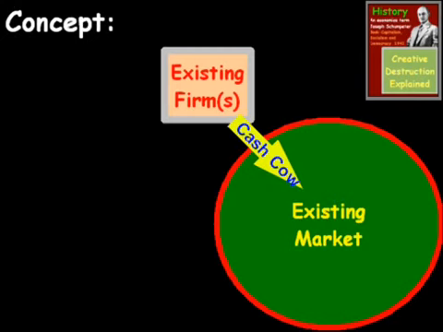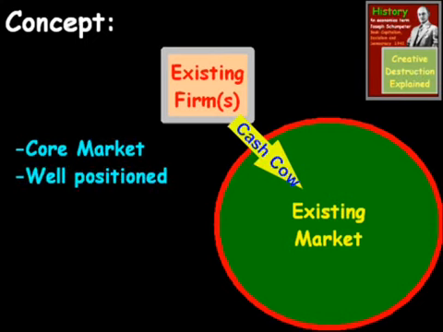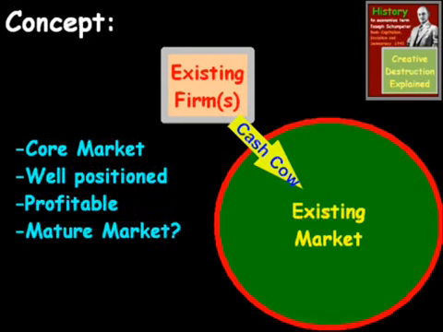What you have is an existing firm or existing firms, and then you have an existing market. Typically that market is their core market. They are well positioned in the market. They've worked hard to get into that position. I don't want to say monopoly, but sometimes it can be close to that. They are profitable, and I'll put a question mark by the term mature market, because it's usually mature, but it could be somewhere around that stage in terms of growth. There's not a lot of growth, but there's not a lot of decline. Again, it depends. But their existing market is pretty big, and it's a huge cash cow.